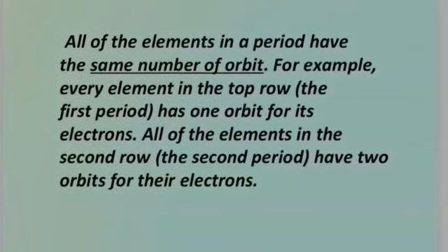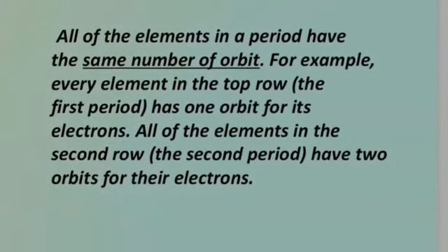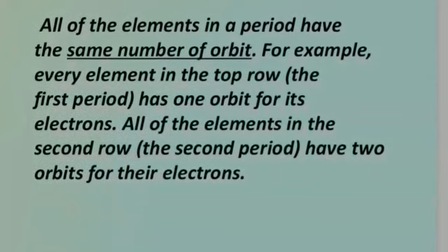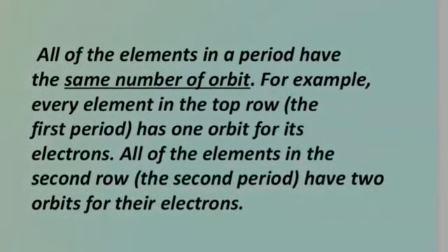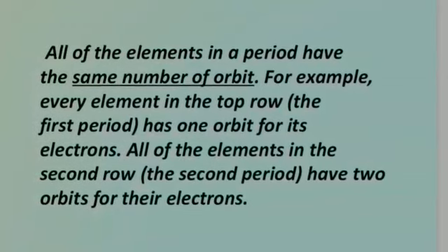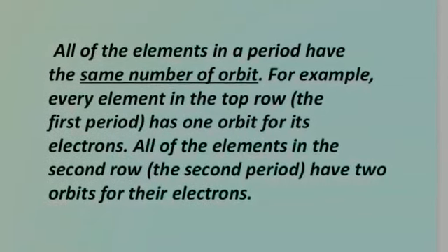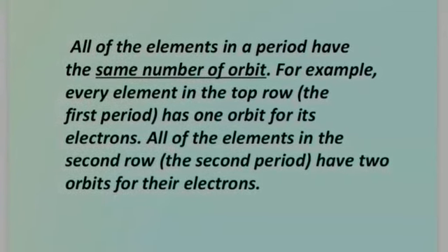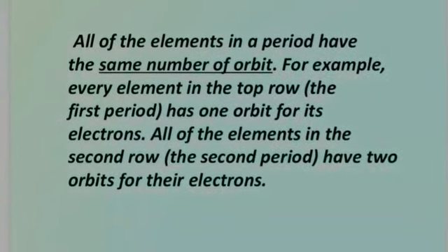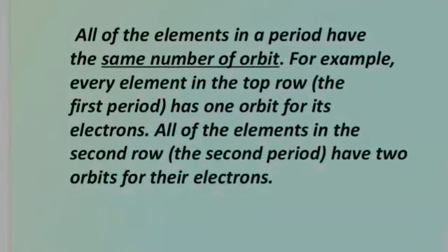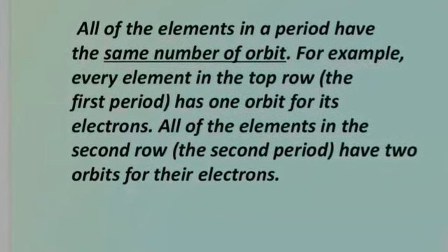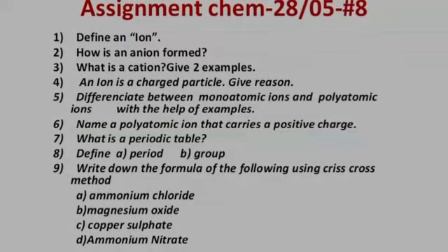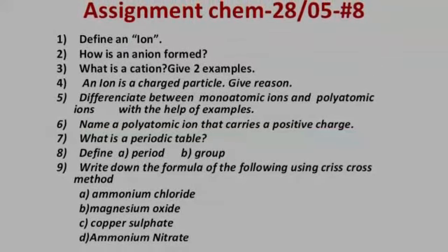Now, coming to the horizontal rows called periods, all the elements in a period have the same number of orbits. For example, every element in the top row, that is the first period, has one orbit for its electrons. All the elements in the second period have two orbits for their electrons. That's all for now from the chapter Atomic Structure.